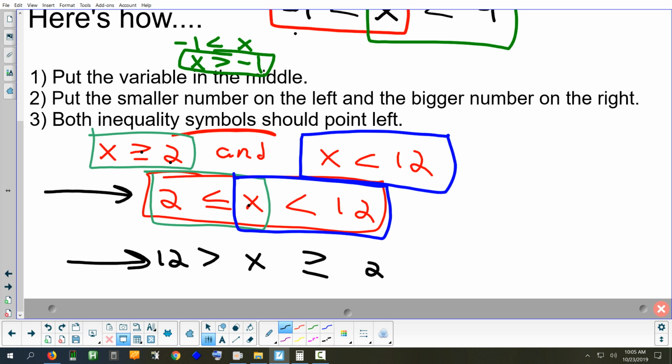Okay. Well, I don't know if IXL is going to show you something like that, but I'm going to do it like this because I just want to stick with one way. So I'm always going to put smaller left, bigger right. But you can switch it, but I'm not going to do that. Okay? So we'll stick with the top one.